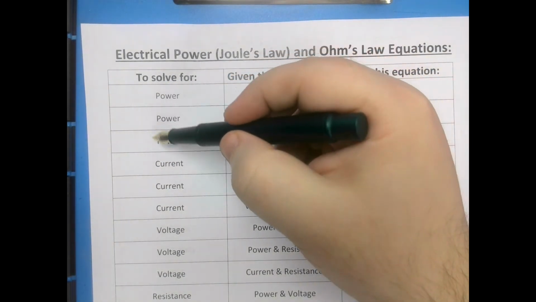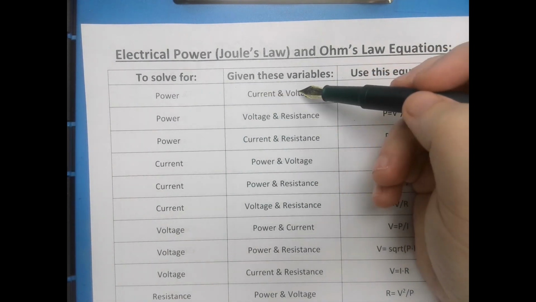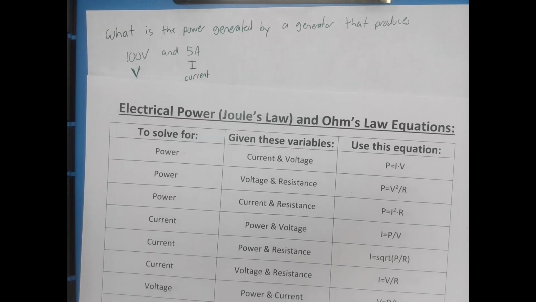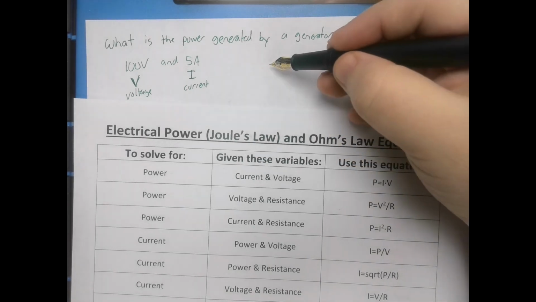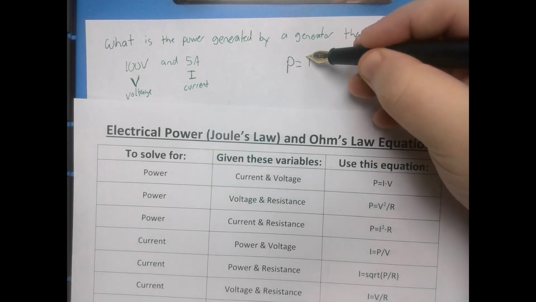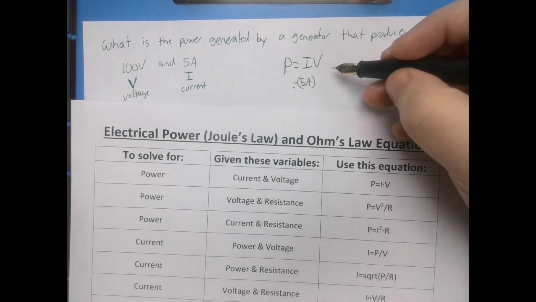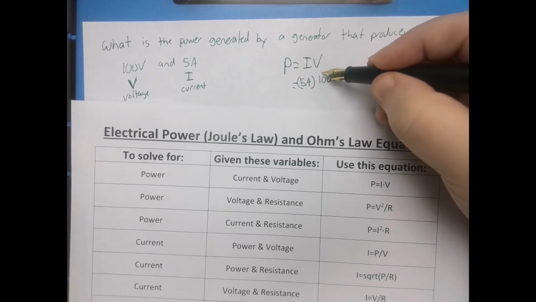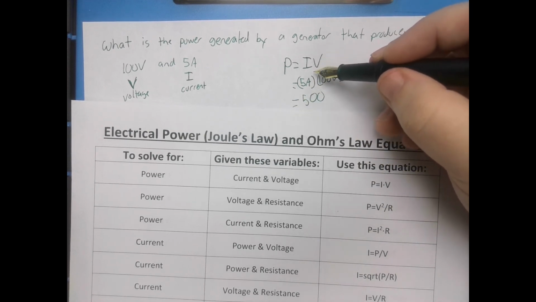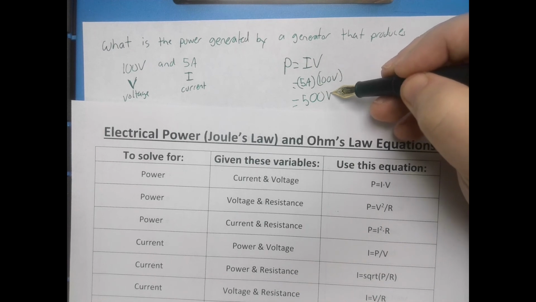We are solving for power, so it's going to be one of these 3 equations. If you are given current and voltage, this is your equation for power. Our equation tells you to solve for power given these variables. Power is current times voltage, where current is 5 amps and voltage is 100 volts. And so we have 500. If we're in base units, meaning amps, volts, seconds, and so on, power is in watts.